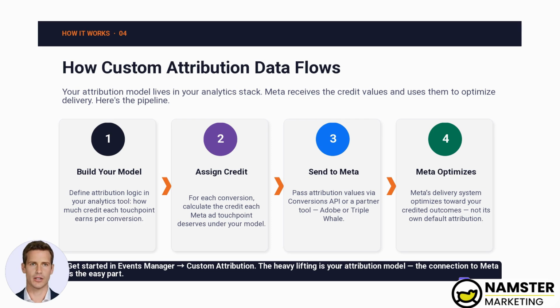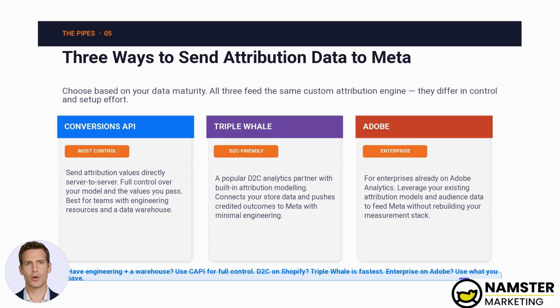While the technical connection is relatively straightforward, the real heavy lifting happens in the initial step of defining your business logic and determining your source of truth. There are three primary ways to send this attribution data to Meta, depending on your data maturity. For teams with robust engineering resources and a data warehouse, the Conversions API offers the most control. You send attribution values directly server to server.